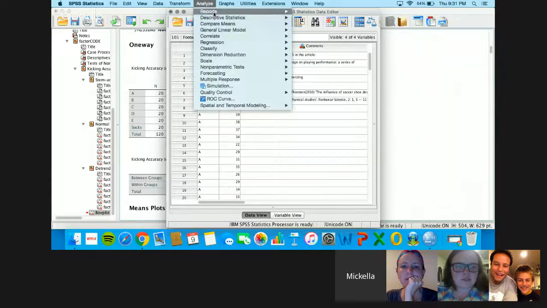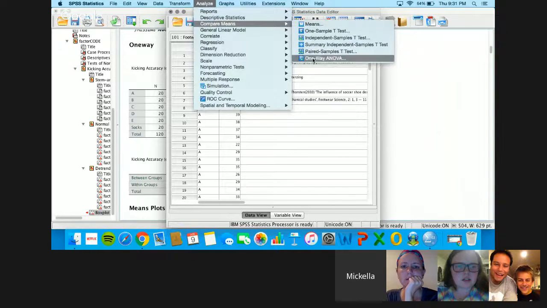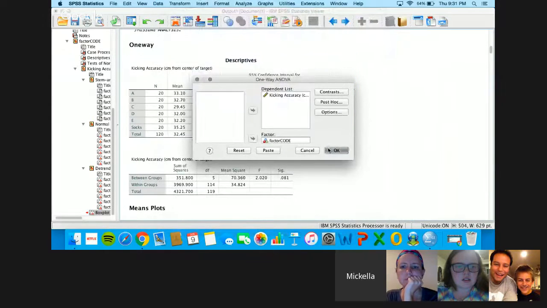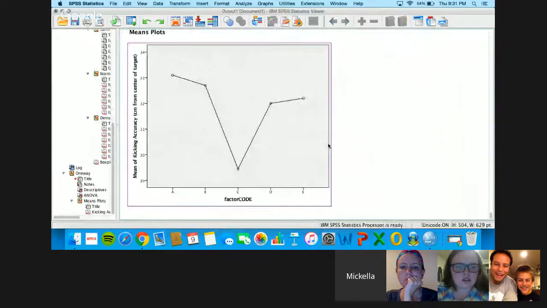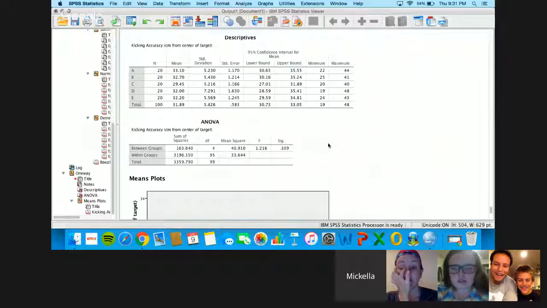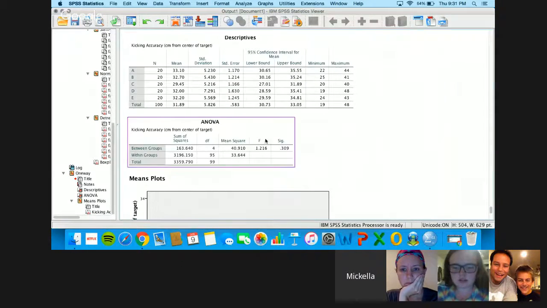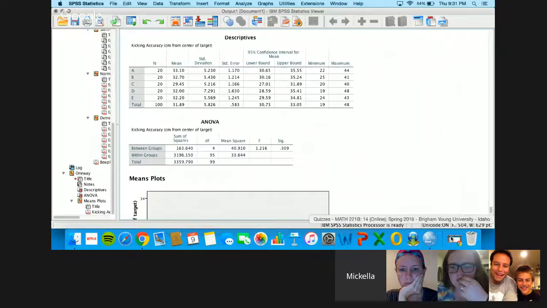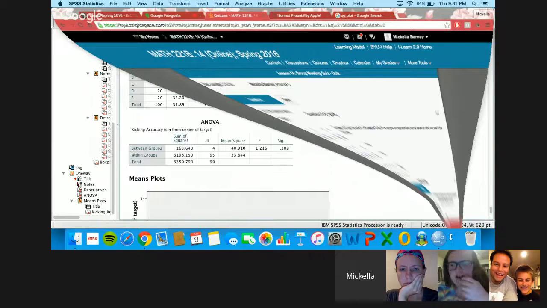Already. Analyze, compare means. Okay. So the p-value now is 0.309, but the F-value did change with this one. So yeah, I would just go with the regular one. And all it's asking is about a general thing. It's not asking for the actual F.